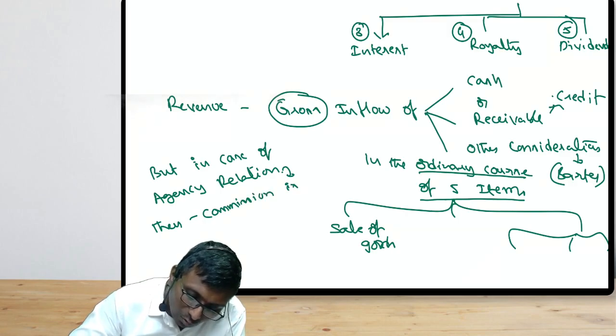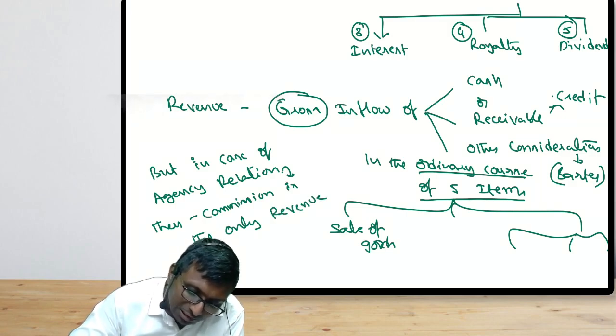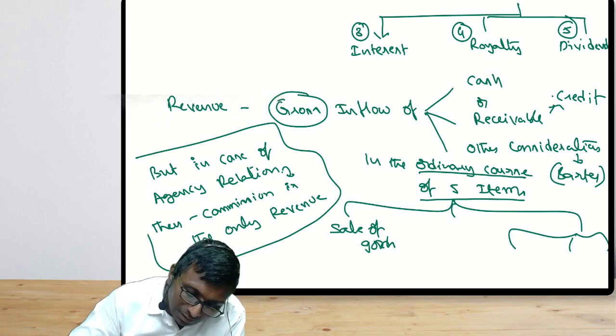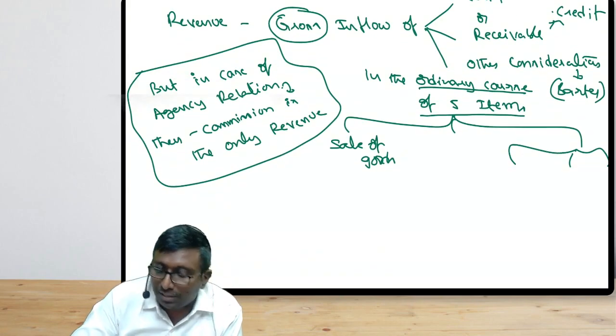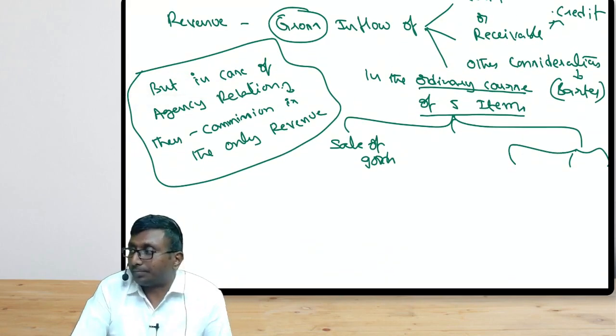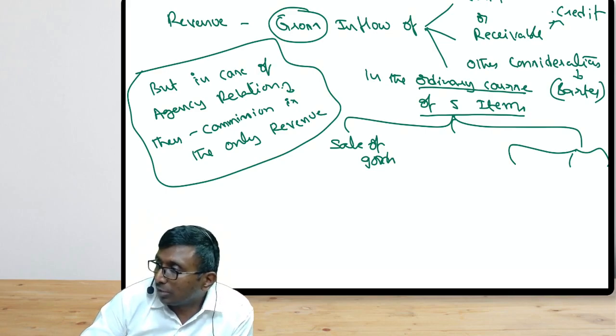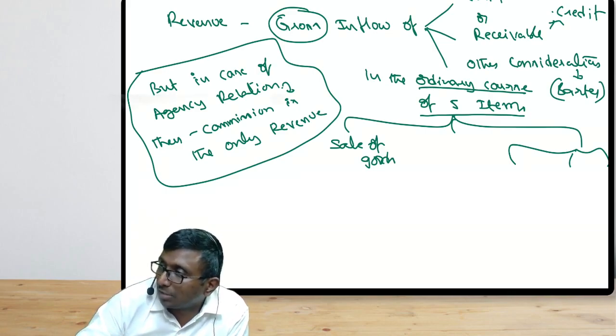Commission is the only revenue. Commission means net amount. This is an exception to the normal rule. Normally, gross inflow of cash will tell. Whatever you receive from them, that is gross inflow of cash.